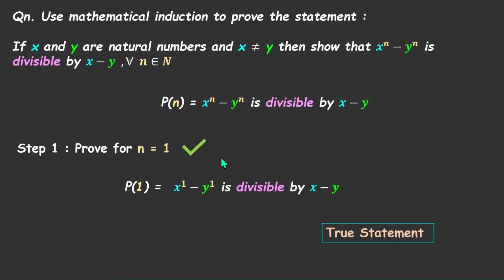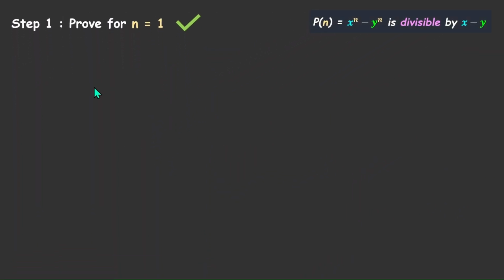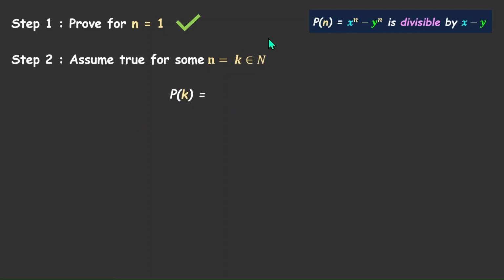The next step in mathematical induction is to assume it true for some n is equal to k. And we've kept our statement right here, so it's always visible to us what we are doing. We have to assume it true for some n is equal to k. So we'll say that P of k is a true statement. If we write it, P of k is, now we'll replace n with k, x raised to power k minus y raised to power k is divisible by x minus y. And that is a true statement.